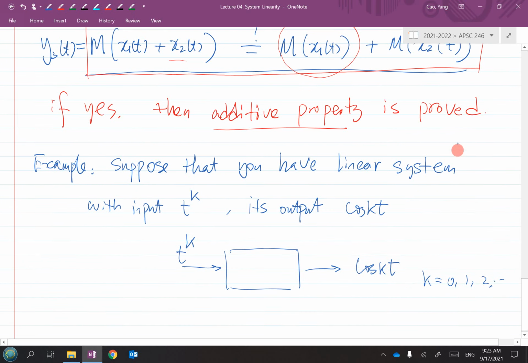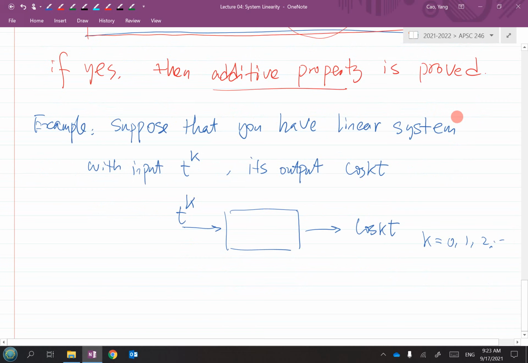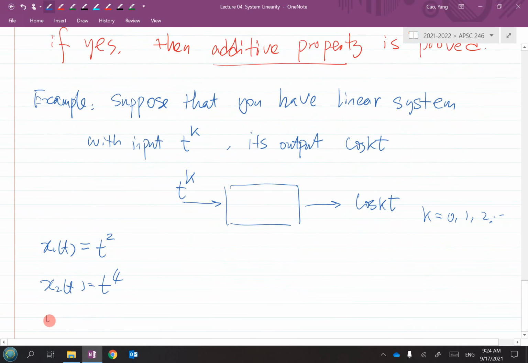Then here's the following. Suppose I have the first input, which is t to the power 2. That's when k equals 2. The second input is t to the power of 4, and the third input is t to the power 6. You can create as many inputs as you like.